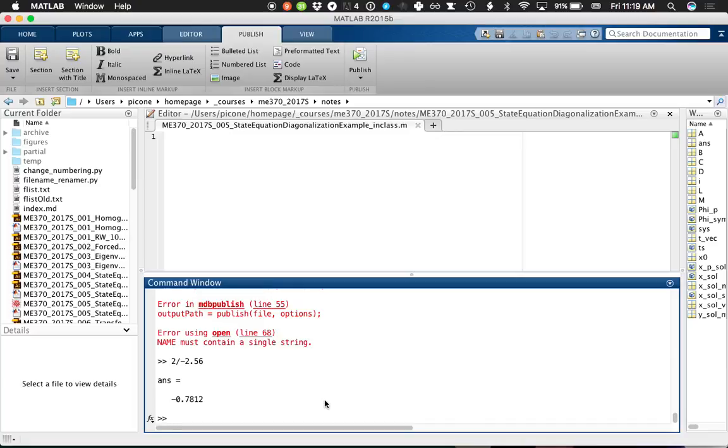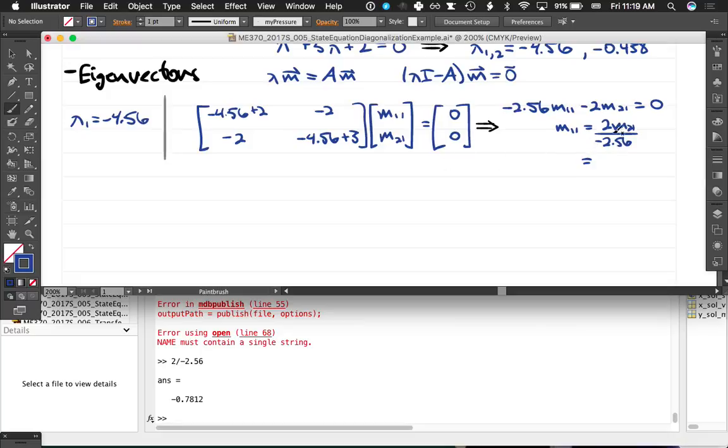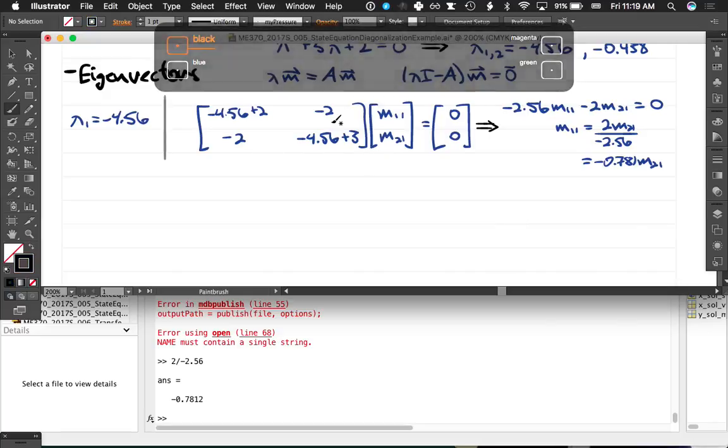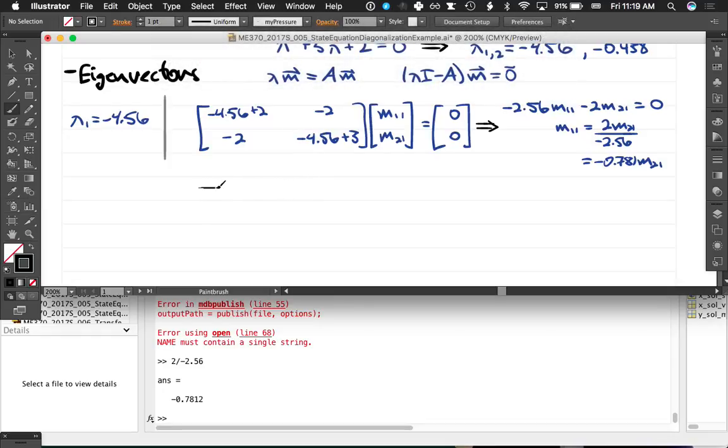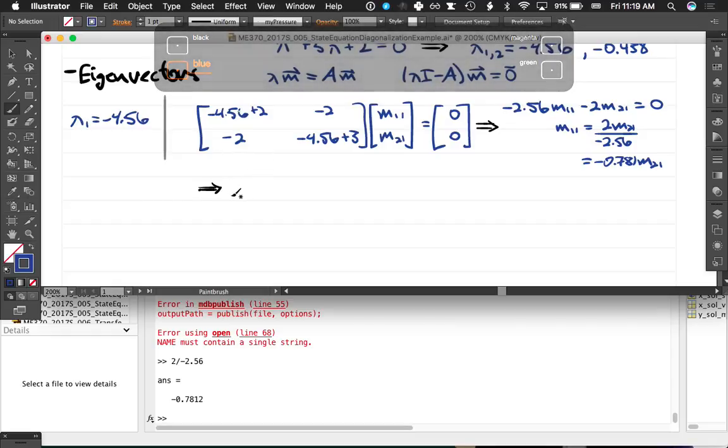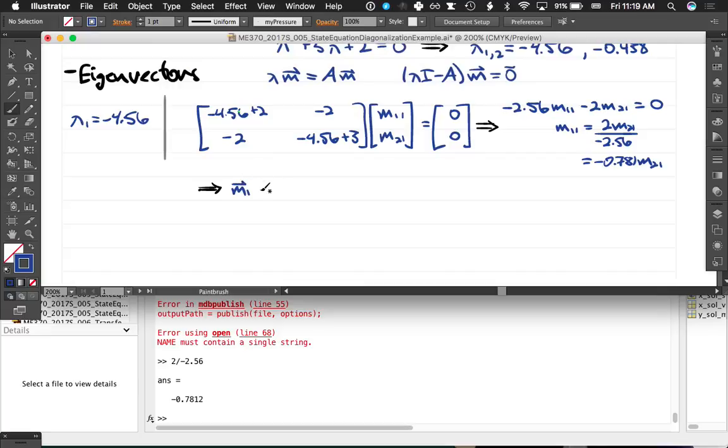So negative 0.781, negative 0.781 m21. So we know what our eigenvector is from this relationship, and we can write it down. So let's do that. From this, we know that m1, our eigenvector, is equal to any scaling. So I'm going to put alpha there to remind us that it's any scaling, because an eigenvector can be scaled by any number and still be an eigenvector.